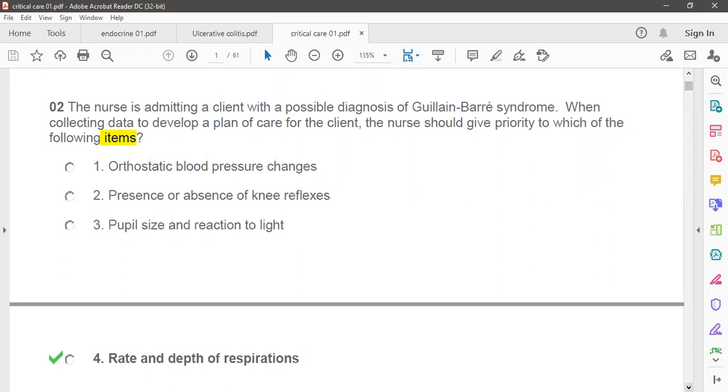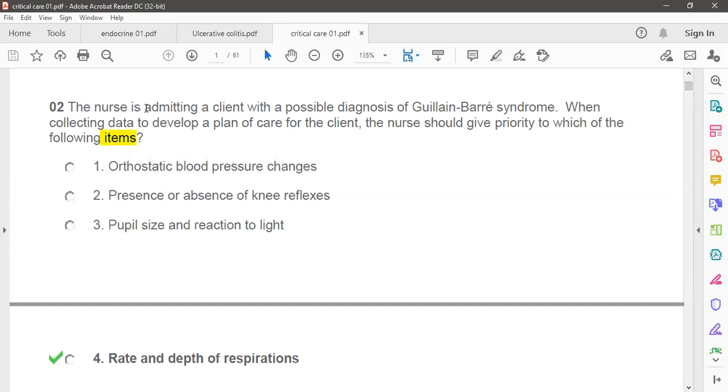So Guillain-Barre, it is a neurological problem, but it attacks the respiratory system. So Guillain-Barre is an autoimmune attack of peripheral nerve myelin.